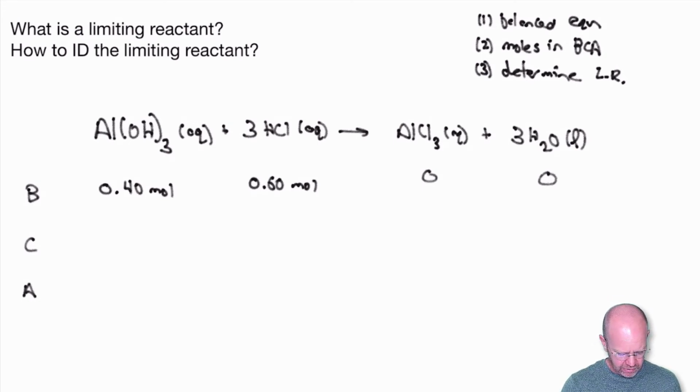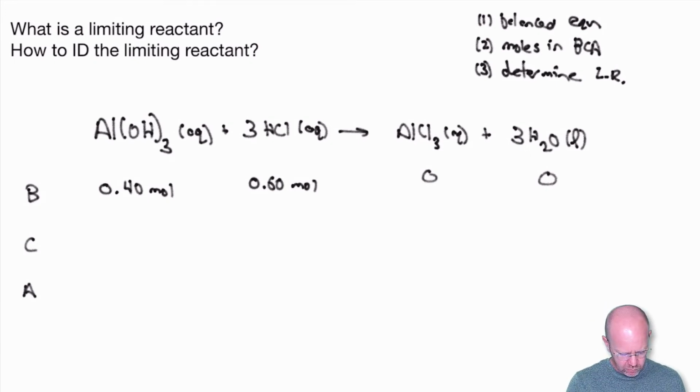In this example, I've already converted some quantity in grams of starting material into moles just to simplify this example. We're going to do another example in a minute where we show how to move from grams to moles, do the BCA table and do our analysis, and then move back to grams at the end.